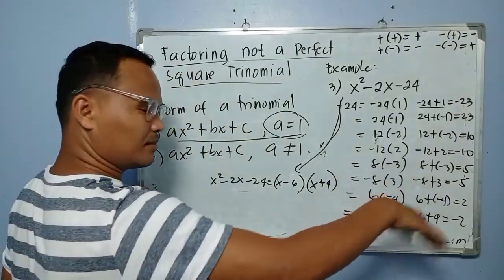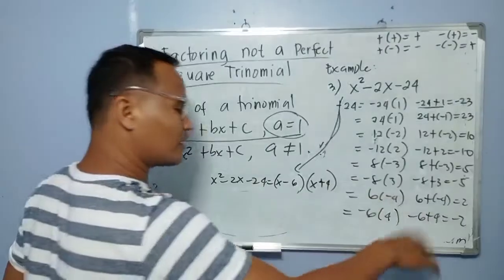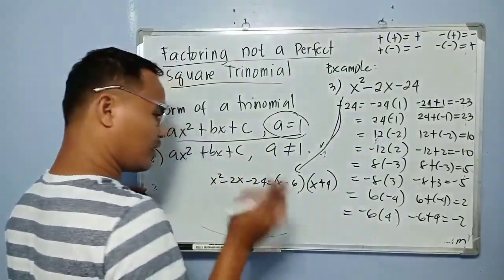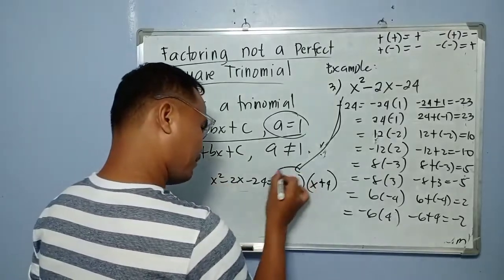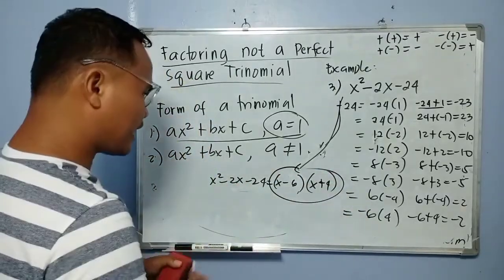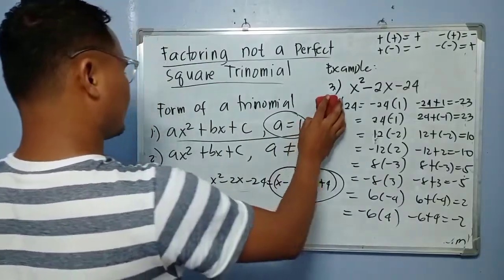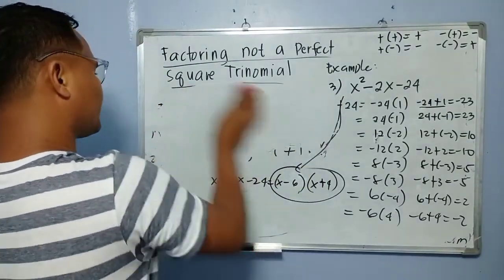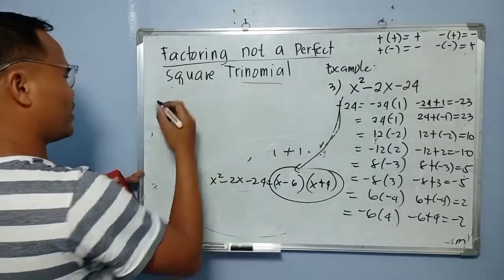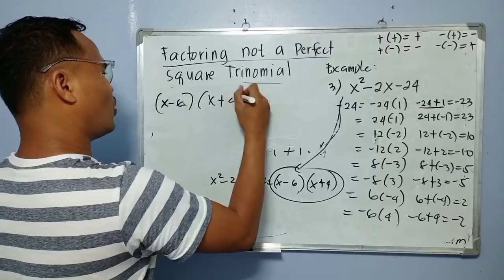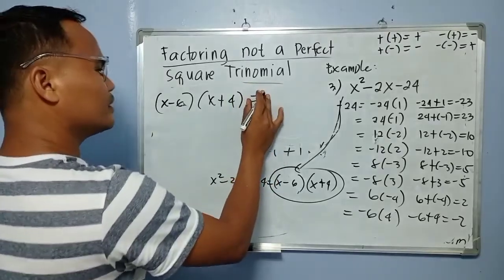So negative 6 and 4 are the correct factors. Let us check if these two factors are correct by using the FOIL method. By using the FOIL method, we have x minus 6 times x plus 4.